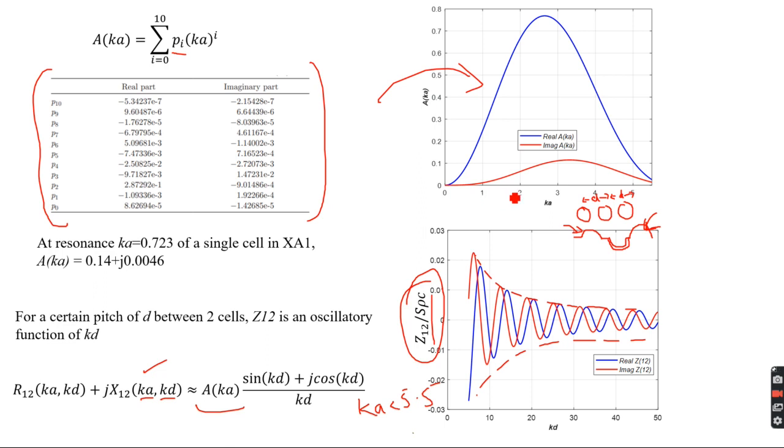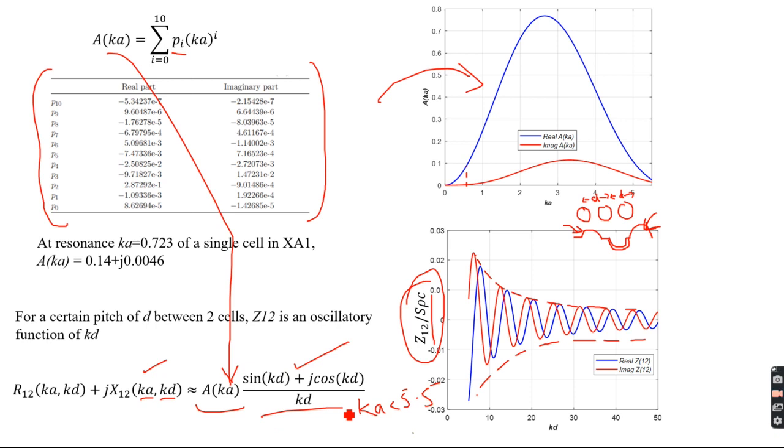So for low frequencies, the imaginary part is not important, but the real part is still there. This gets multiplied with the oscillatory function, which is over here, and that's how it looks. So A(ka) is sort of the amplitude of these oscillatory functions.